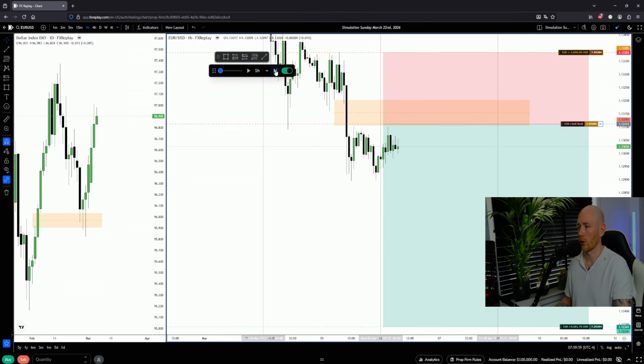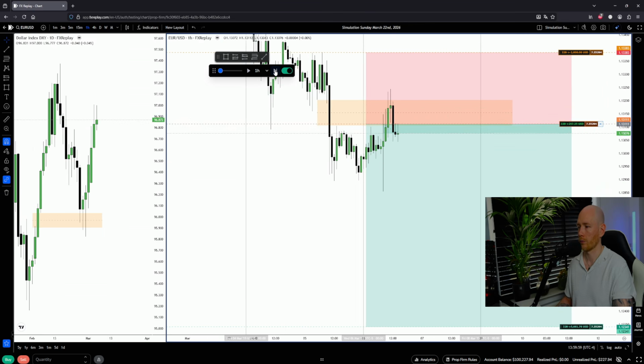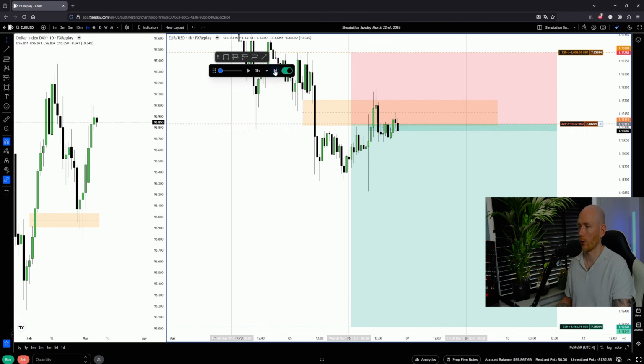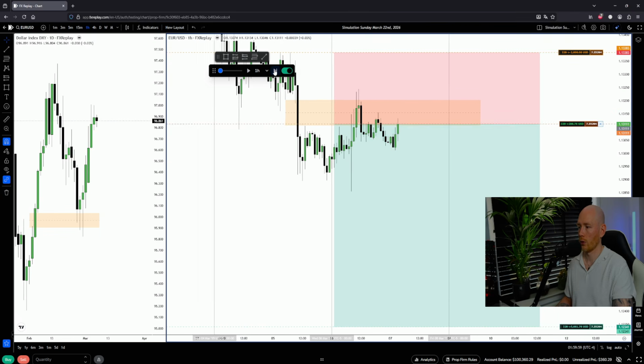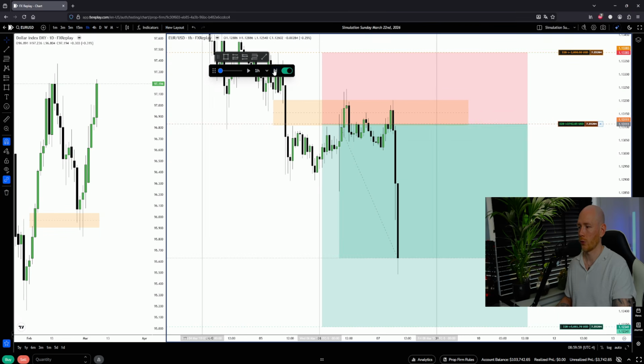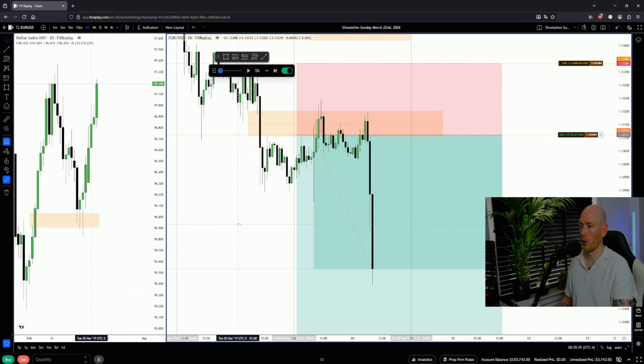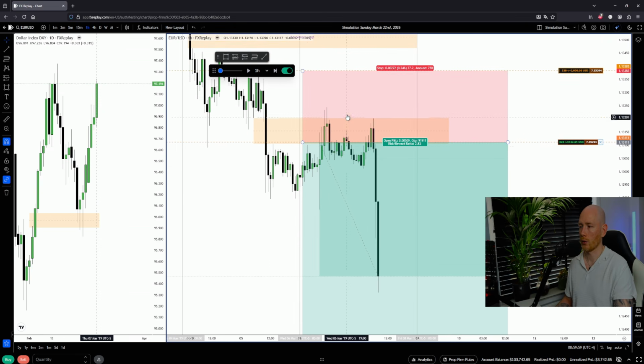Okay, let's see if we can take out the highs. There we go. Can we drop and give us another entry? Okay, and we're dropping. This is a beautiful entry. A lot of consolidation though, and it moved at the end of the day.